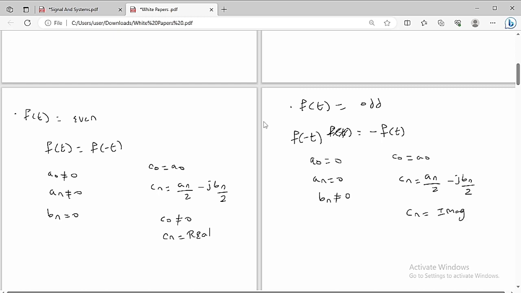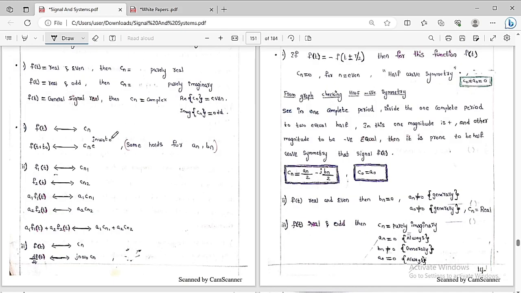So we can say that when f of t is a real as well as an odd signal, then a0 is equal to 0, an is equal to 0, and bn is not equal to 0. Therefore c0 is equal to a0, and cn is equal to minus j bn by 2. If we substitute these values, c0 is also equal to 0, and cn is purely imaginary. So when f of t is a real and odd signal, cn is purely imaginary.